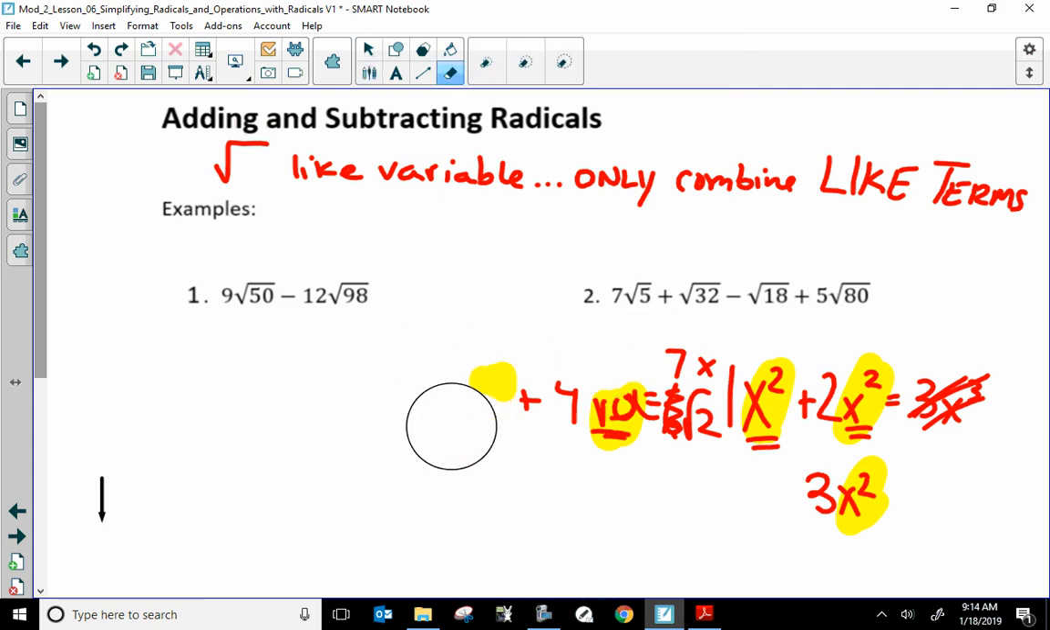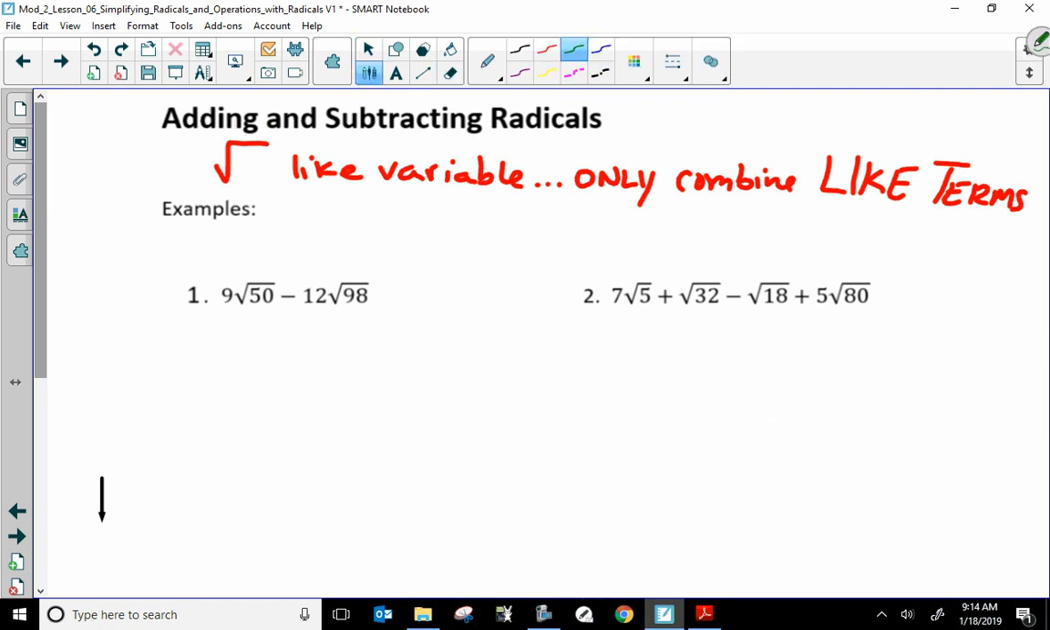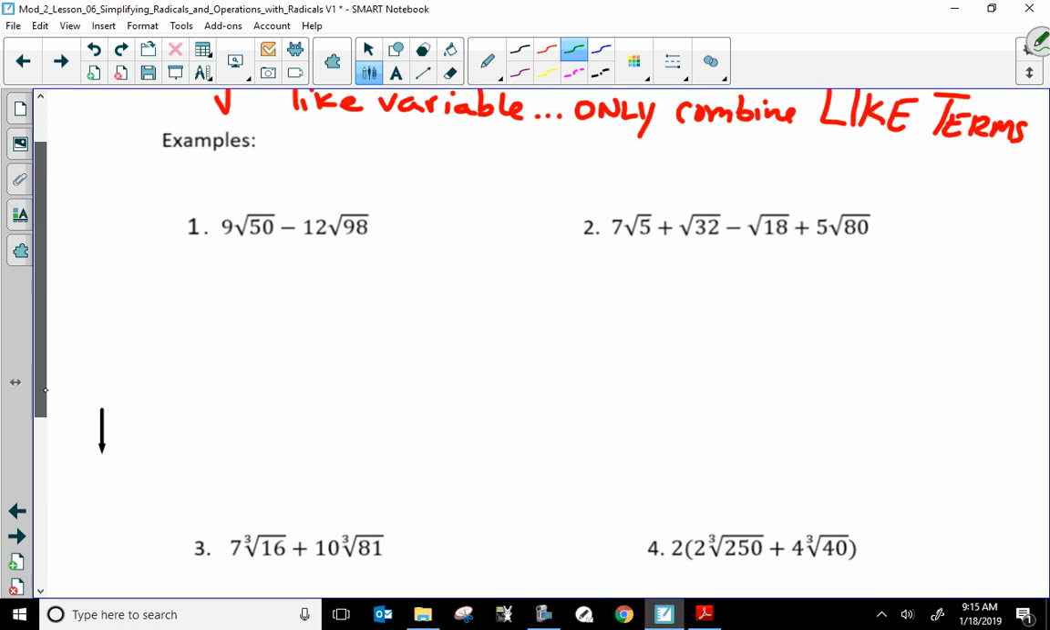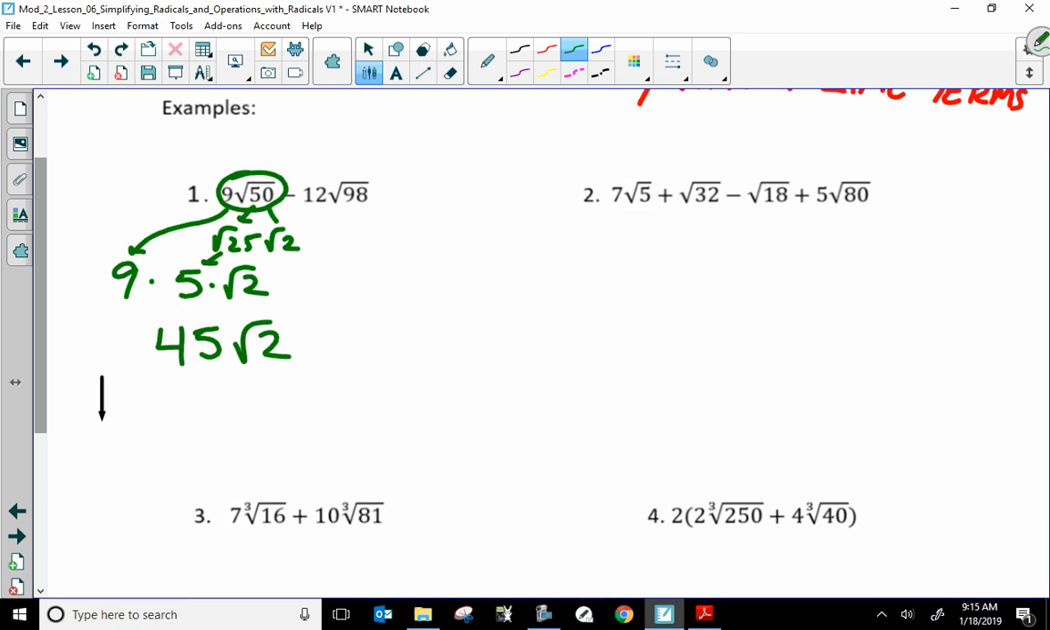This is where knowing how to reduce and simplify radicals on their own is awesome. Because I'm going to look at number 1. This 9 just comes for the ride. Times, this is square root of 25 times the square root of 2, correct? And the square root of 25 is 5, times the square root of 2. I get 45 radical 2. That's just for my first term.